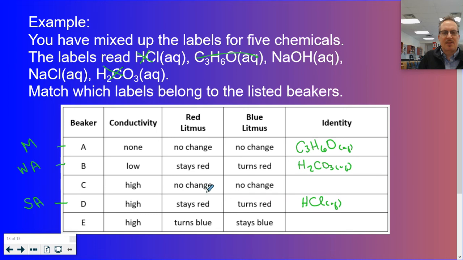Now, I have low conductivity, high conductivity, but it says here, ooh, no change, no change. So this would be high conductivity. This would be NaCl, because without a change, I know it's ionic or molecular, and the only thing I have left is ionic. And last but not least, blue. Blue would be my base, so I'm looking for something with hydroxide. This is my base.